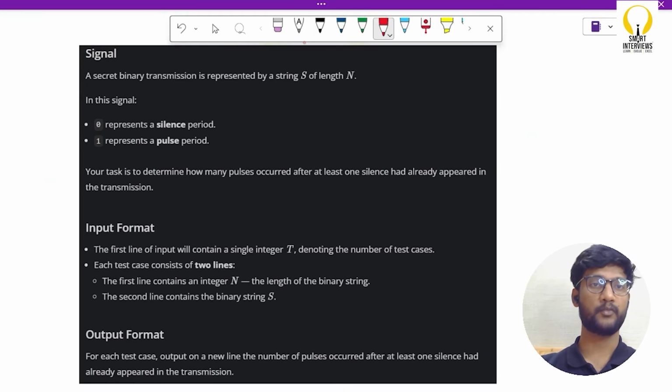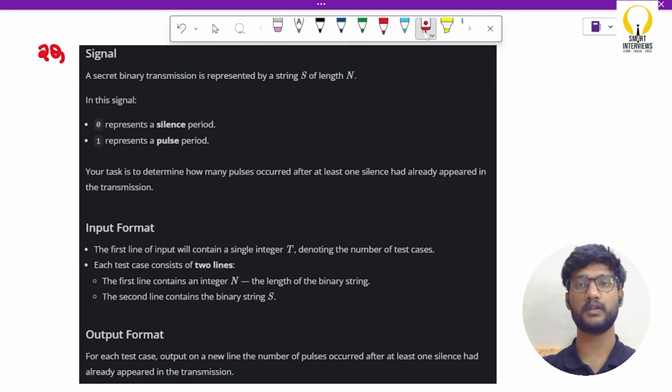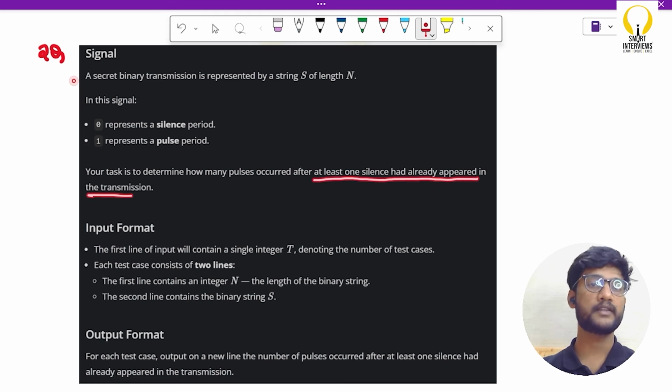So guys, we'll discuss the second problem. The second problem's name is signal. The problem statement is: a secret binary transmission is represented by the string S of length n. In that signal, you will have either 0 or 1. 0 indicates the silent period and 1 indicates the pulse period. Your task is to determine how many pulses occurred after at least one silence had already appeared in the transmission.